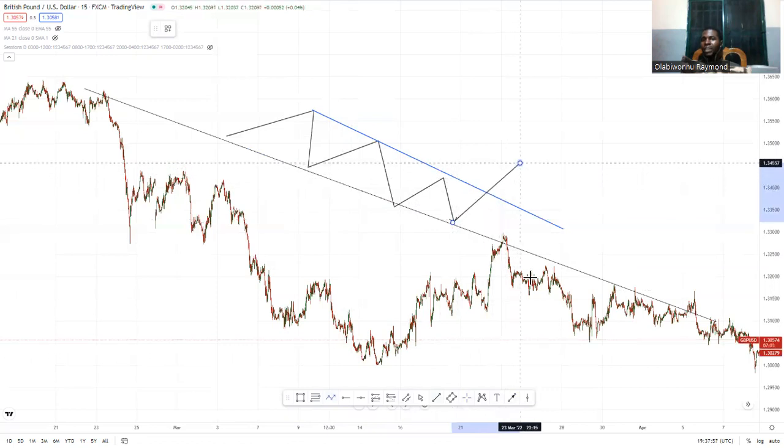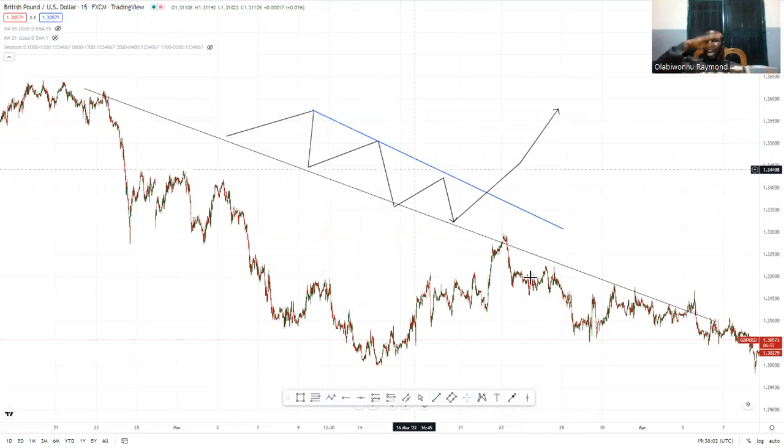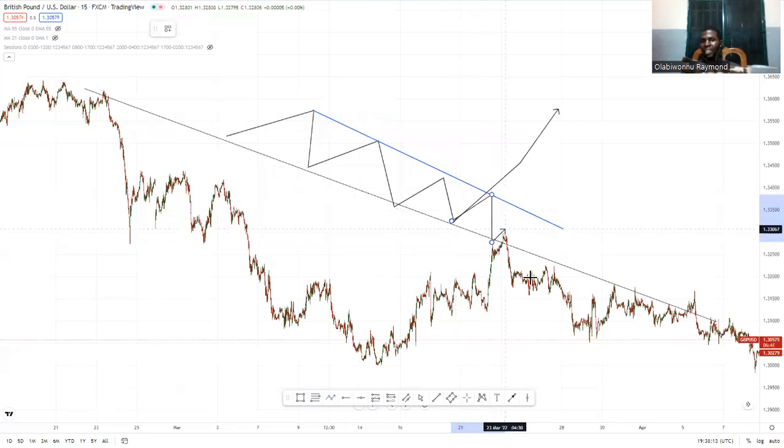then we should be expecting to see the market push up. But we use this line as a guideline that this market will keep falling down. So when the market comes to touch this place, it bounces down. When the market comes to touch this place, it bounces down. So we are expecting that when the market comes to touch it again, it should bounce down. That's the reason we're using that as a guide.